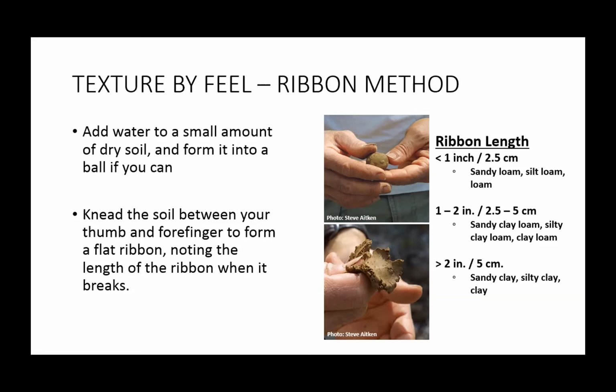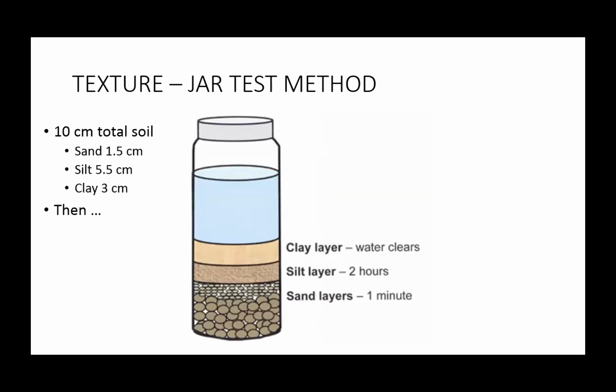So the key thing with this though is making sure when you're getting your sample ready that you break up the aggregates. You make it as smooth as possible, like silly putty, so you don't have clumps. Otherwise it'll break off early in your hand. So I see a clump in that ball. I don't like it.